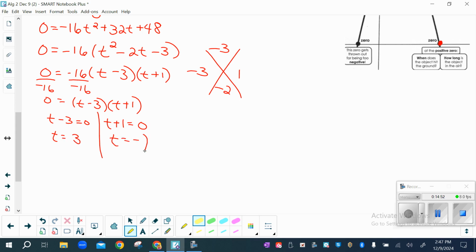Okay, one of those answers doesn't make sense. Which one doesn't make sense? Negative 1. Yes, we can't have a negative time. So our answer is 3 what? What's the units? Remember that t is time, so it's 3 seconds. Yes, 3 seconds.